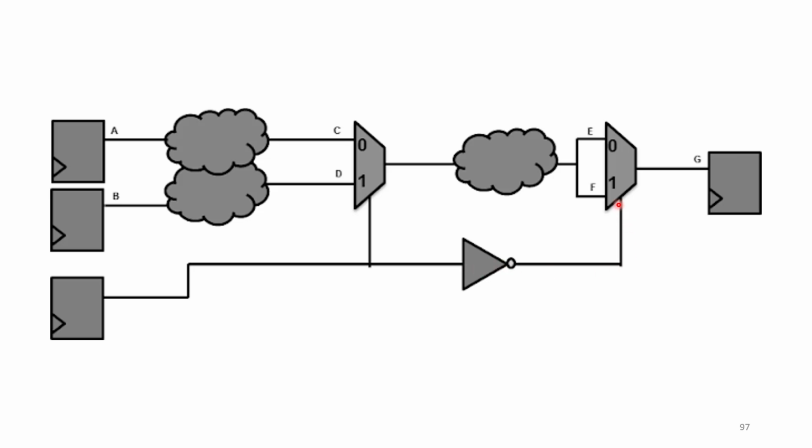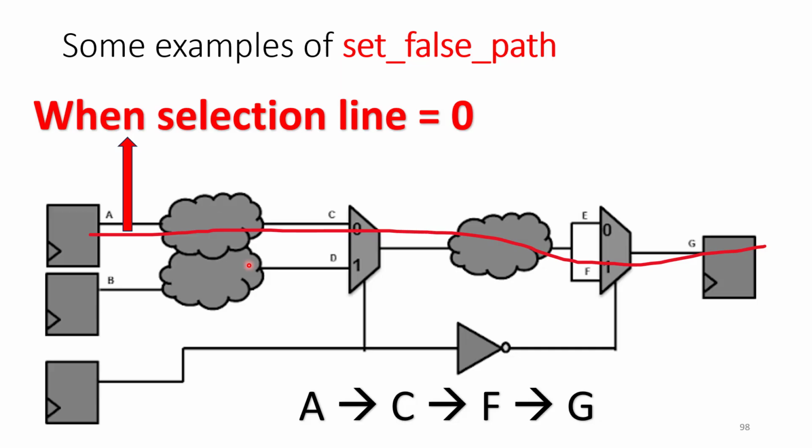Now when selection line is equal to 0, here selection line is equal to 0. If it is 0 here it will become 1. So here if it is 0, this C pin of multiplexer will get selected. If it is 1 here, this F pin of multiplexer will get selected. So that's why there exists a path from A, C, F, G. This is the one when selection line is equal to 0.